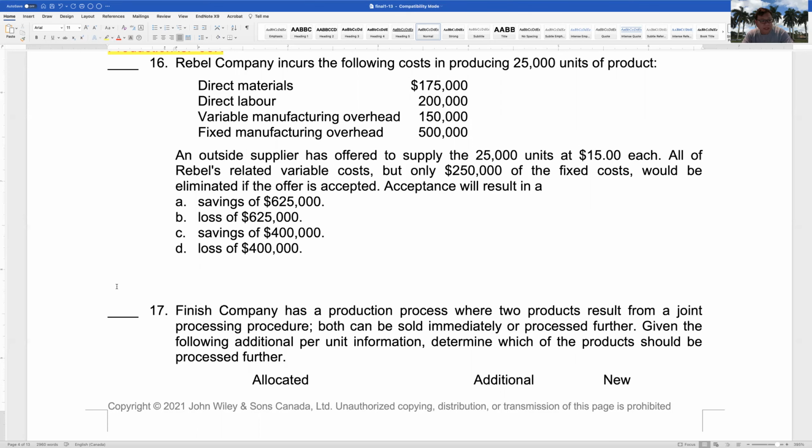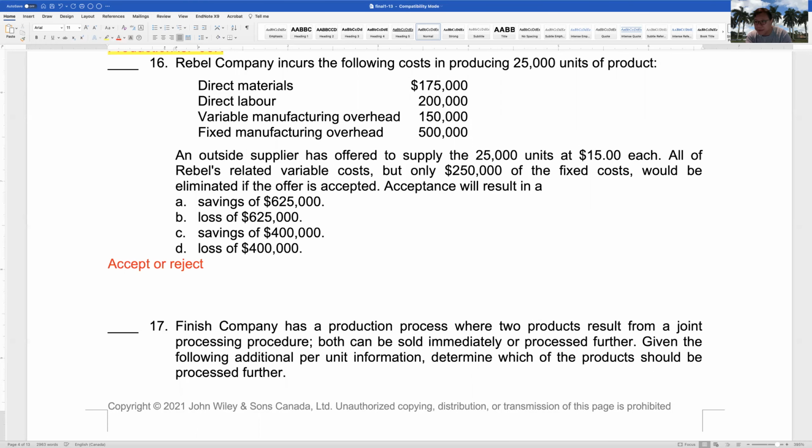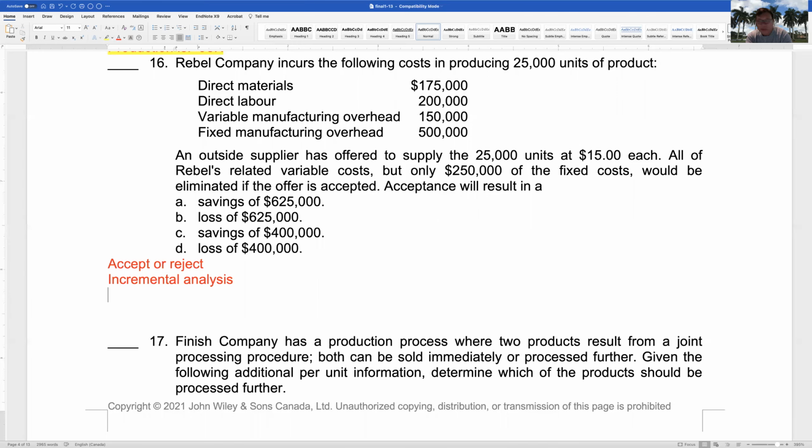So remember, this is an accept or reject scenario. Accept or reject. And we are going to use incremental analysis, right? Incremental analysis, okay? So you only consider relevant costs, right? Relevant costs.